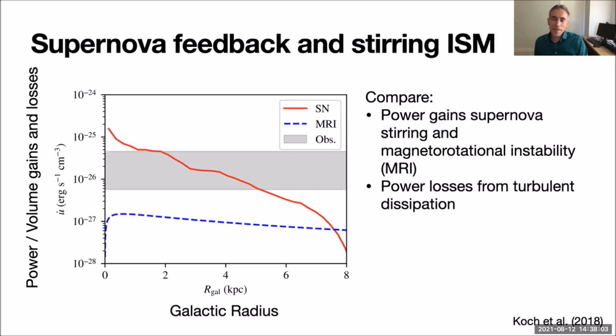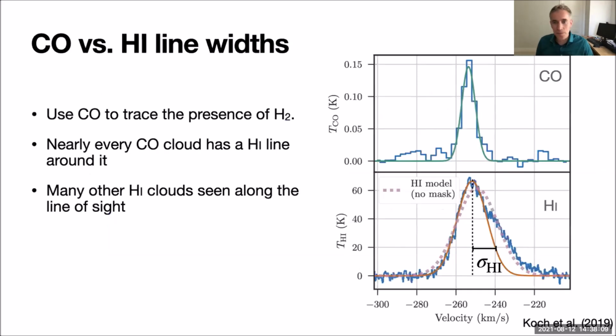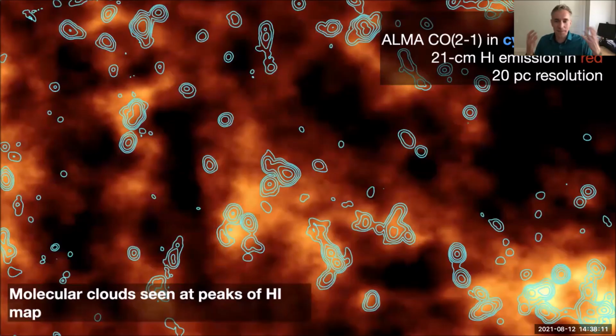One of the things that, in the interest of time, I swept under the rug is these CO versus HI comparisons. I think this shows it off best: we don't just have individual clouds and individual spectra, instead we have maps of all of these things. So the connections that we're really chasing after here are the profiles as a function of space.